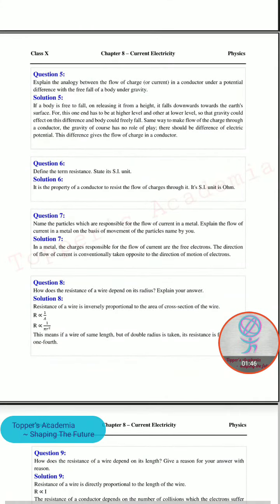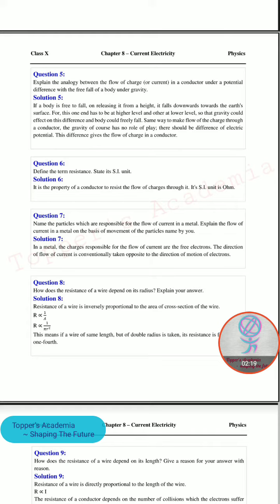Now moving to question number 5. Explain the analogy between the flow of charge or the current in a conductor under a potential difference with the free fall of a body under gravity. This is a technical question which requires a good explanation. So here we go. The solution could be written as: if a body is released from a height, it falls downwards toward the earth's surface. For this, one end has to be at a higher level and the other at a lower level, so that gravity could act on this difference and the body could freely fall.